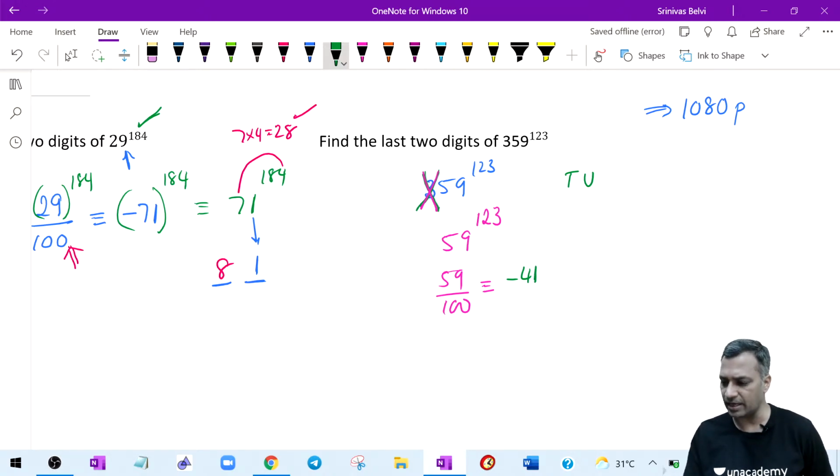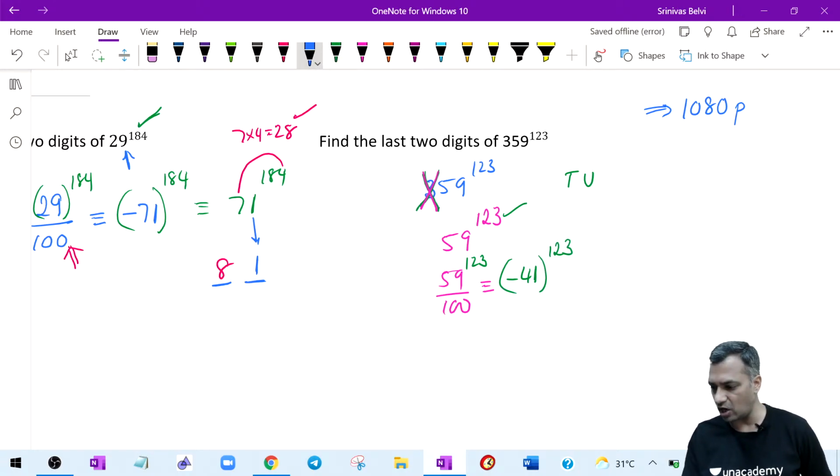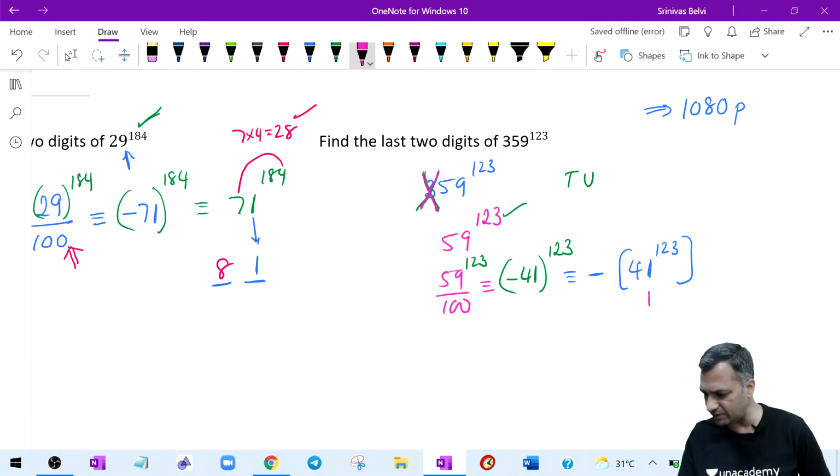But the author said, I am not asking for 59, I'm asking for 59 raised to power 123. So I raise this to power 123, and I raise this also to the power 123. It's an odd power and there is a negative sign. No problem. I keep that odd minus sign outside and deal with 41 raised to power 123. Let that minus be there outside. I will deal with this bracket.